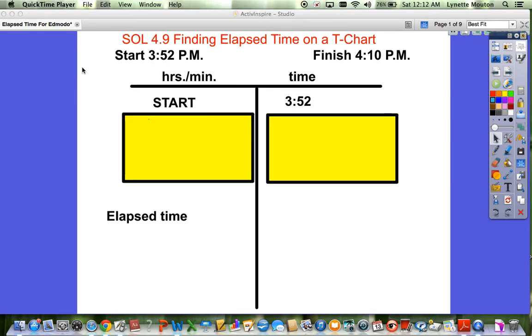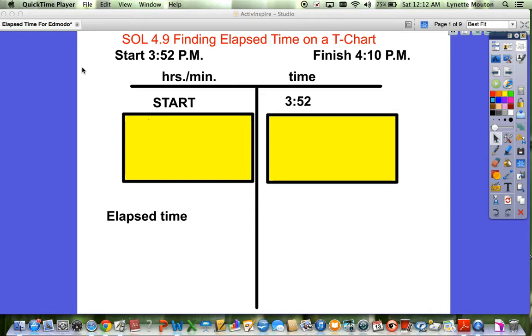I want to walk you through the process of finding elapsed time on the T-chart. This is SOL 4.9. Remember, the T-chart is not the only way to find elapsed time, but I'm finding that it's the easiest way for me to do it. If you have other strategies that you'd like to use, that's fine, but remember, you have to get the same answer every time.